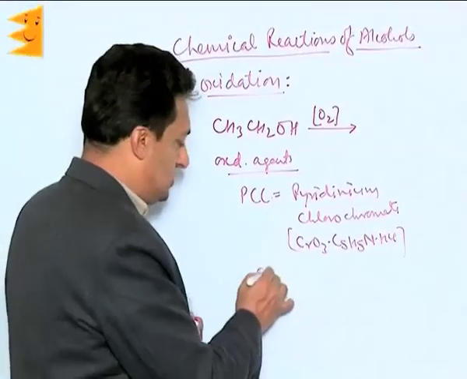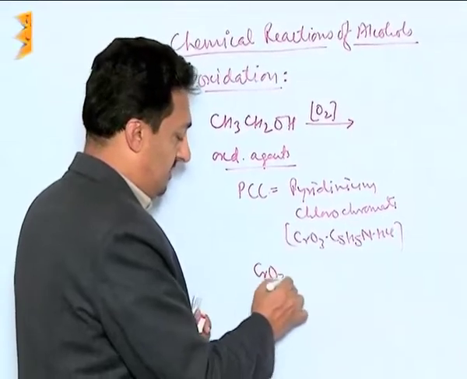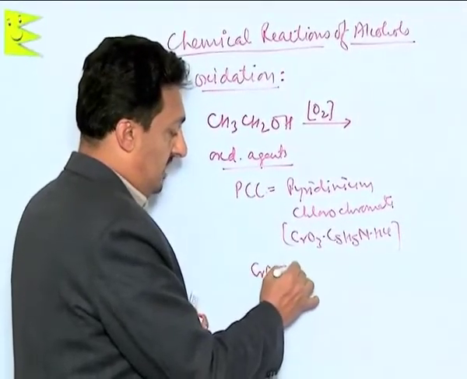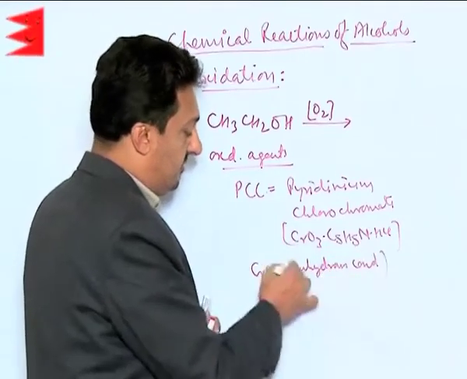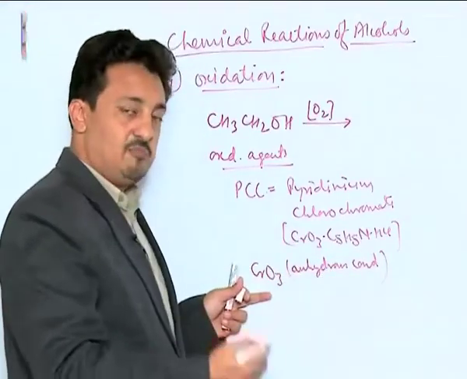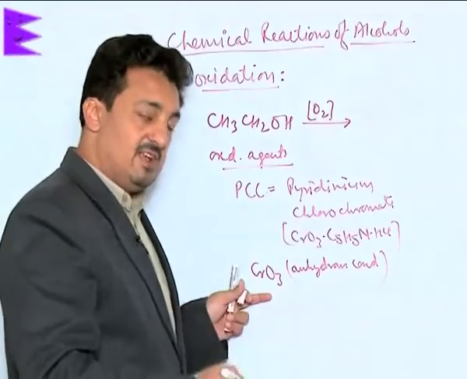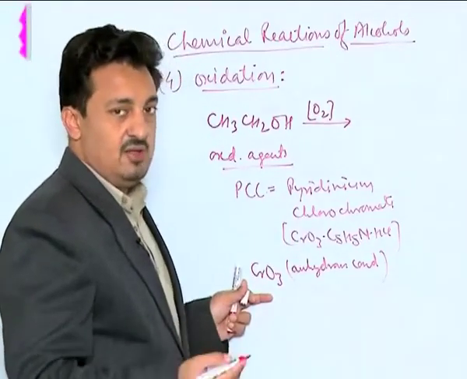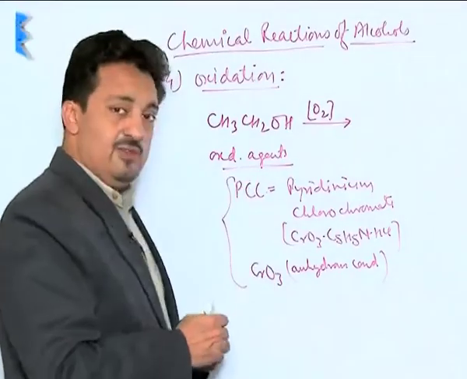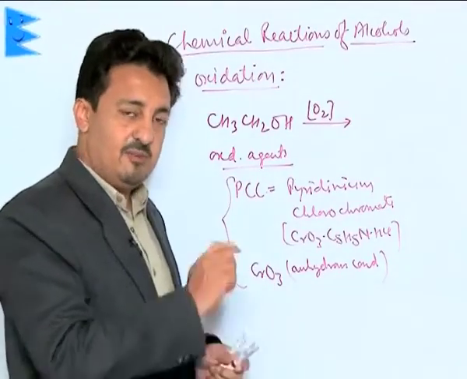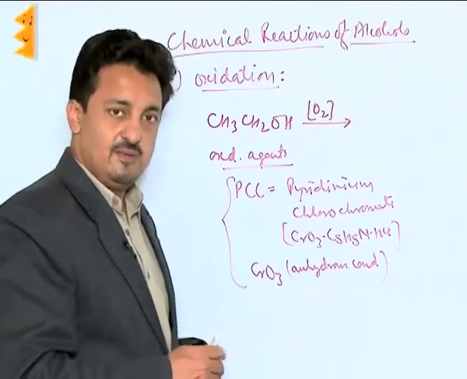We can also use chromic anhydride under anhydrous conditions, which also oxidizes primary alcohols to aldehyde, secondary to ketones, and no action on tertiary. Now these oxidizing agents exclusively give us aldehydes from the primary alcohol and ketones from the secondary.